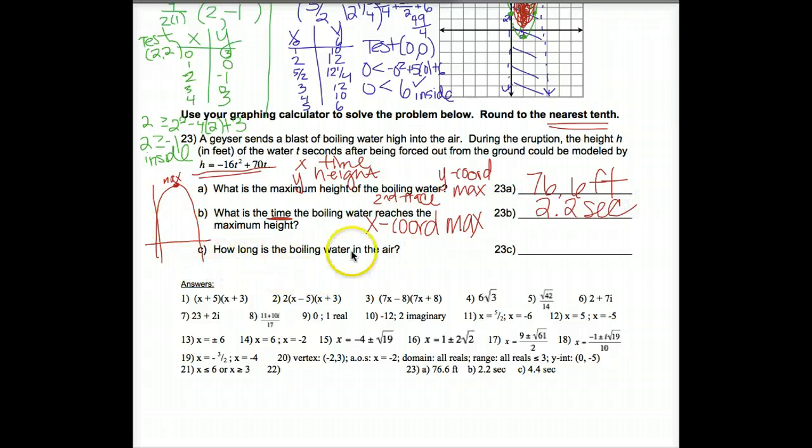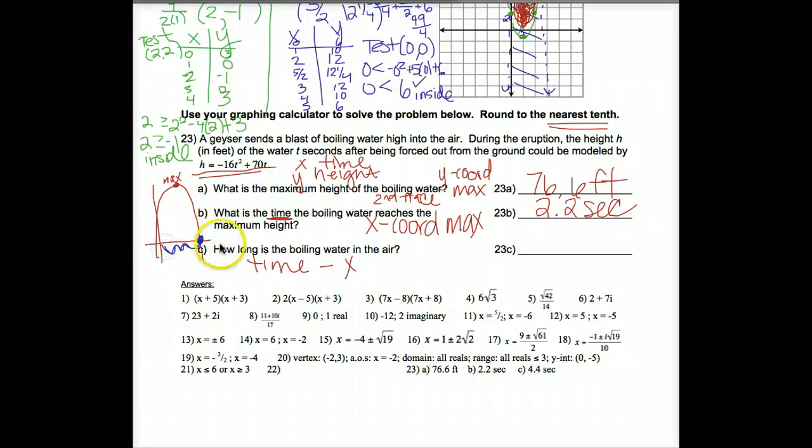Last question, how long is the boiling water in the air? If you're asking how long, this is asking for time. So again, you're looking for an x value. How long it's in the air. If you think about this picture in relationship to the problem, it's the geyser erupting. So here goes the water. Here it comes back down. Here is where it hits the ground. So the time that it's in the air is right here.